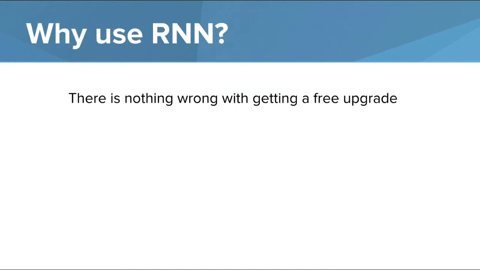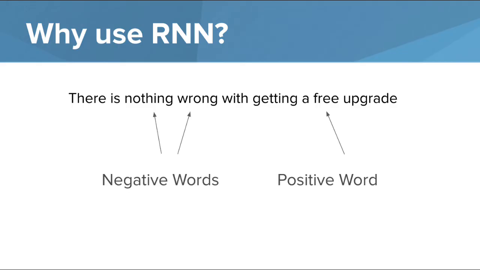RNN models are useful to help associate words together. For example, this review has two negative words and a positive word at the end. Using a recurrent neural network, the double negative can be associated with the positive word later, and the model is able to evaluate this as a positive review despite the negative words.